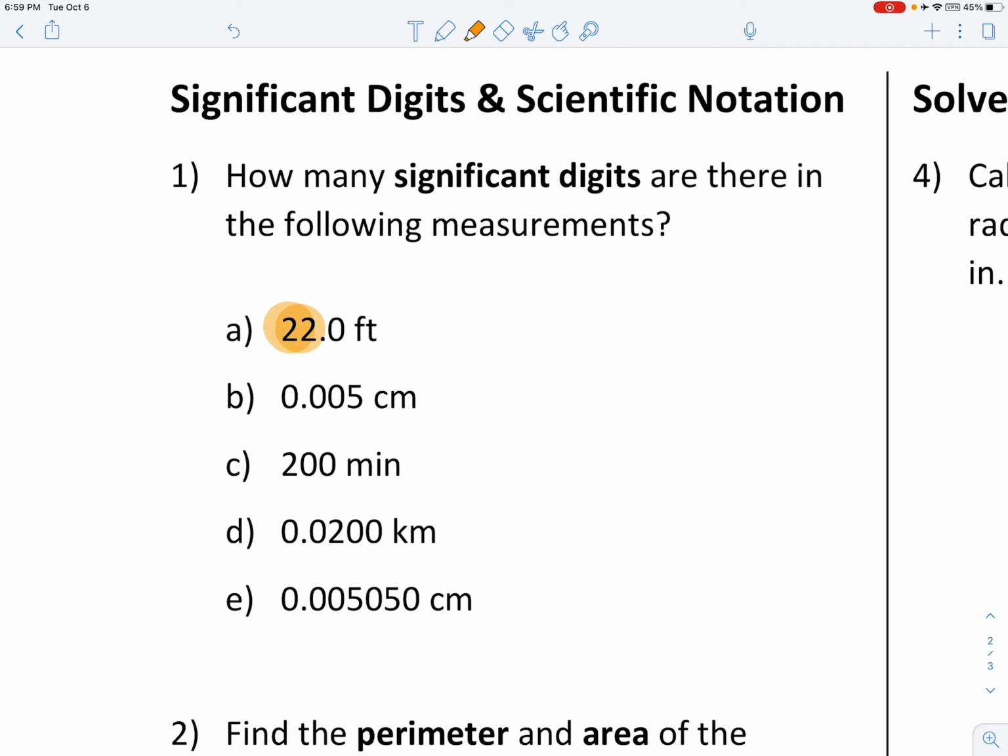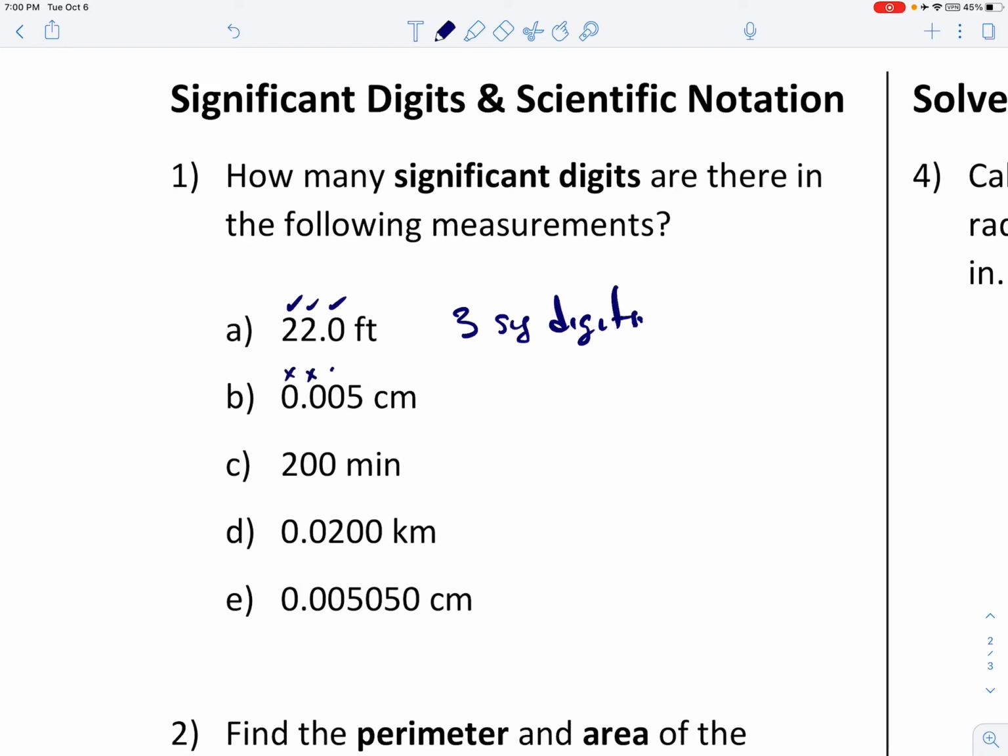Quick review: every digit that is not 0, so the 2's in this first measurement, those are significant. Zeros are the digits that are confusing. When you see a decimal like we see here, zeros that are at the end of the measurement are always going to be significant. So if you see a decimal and there's zeros at the end of the measurement, they will count. So this has 3 significant digits. When you see zeros at the beginning of a measurement, they don't count. Leading zeros are never considered significant.